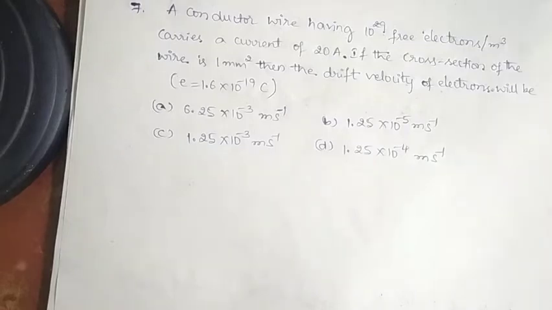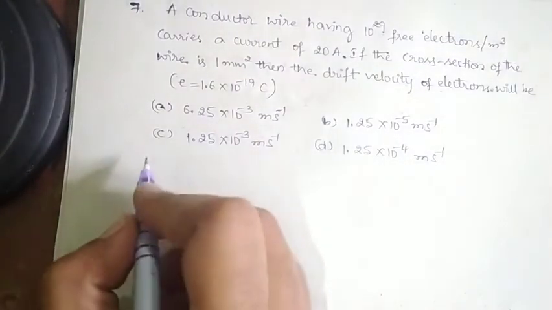Next question. A conductor wire having 10 power 29 free electrons per meter cube carries a current of 20 ampere. If the cross section of the wire is 1 millimeter square, then the drift velocity of electrons will be, given that e equals 1.6 into 10 power minus 19 coulomb. Option A, 6.25 into 10 power minus 3 meter per second. Option B, 1.25 into 10 power minus 5 meter per second. Option C, 1.25 into 10 power minus 3 meter per second. Option D, 1.25 into 10 power minus 4 meter per second.